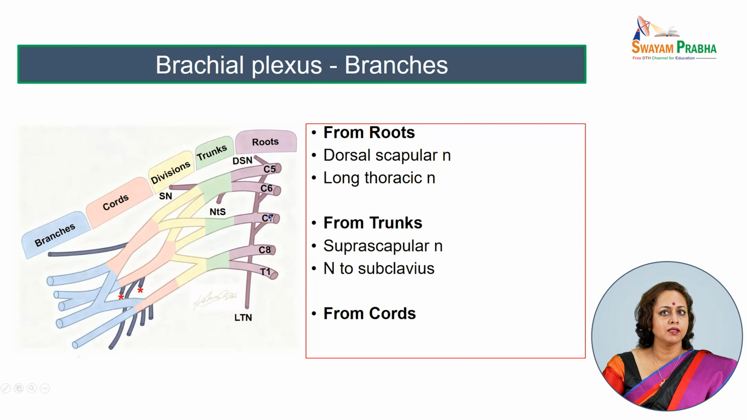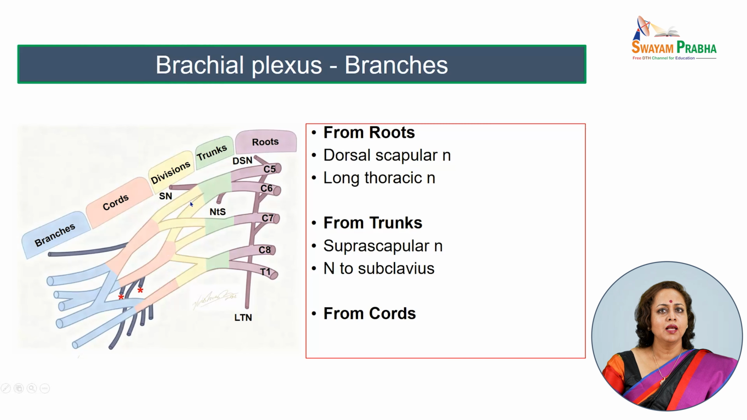C5, C6, C7, C8 and T1 are the anterior primary rami that form the brachial plexus. C5 and C6 join to form the upper trunk, C7 forms the middle trunk, and C8 and T1 join to form the lower trunk. I also told you that each trunk divides into anterior and posterior divisions. So, the upper trunk is dividing into an anterior and a posterior division. The middle trunk also has anterior and posterior divisions, and the lower trunk has anterior and posterior divisions.